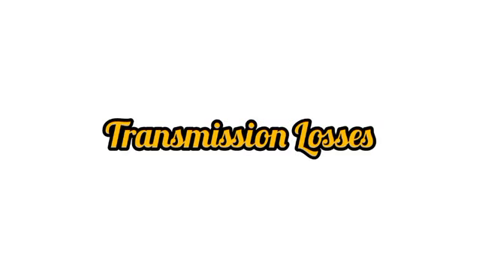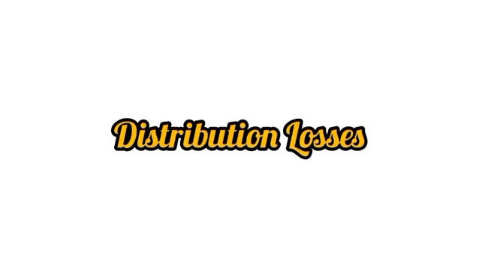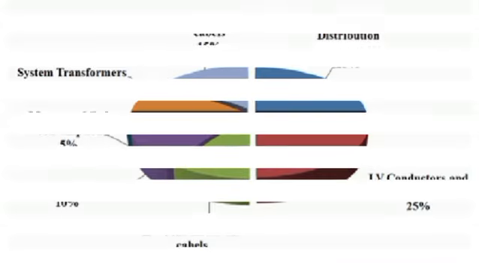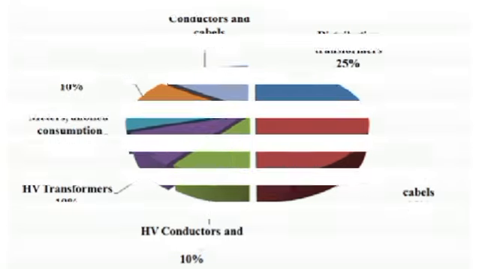Transmission losses: conductor copper losses, I squared R; corona losses, from ionization of air around high voltage lines; and dielectric losses, insulation losses. Distribution losses: technical losses, I squared R in conductors, transformer losses. Non-technical losses: theft and metering errors.